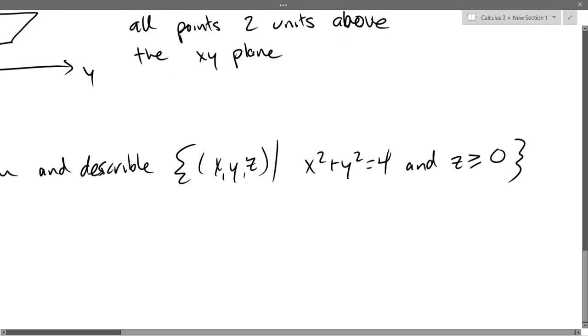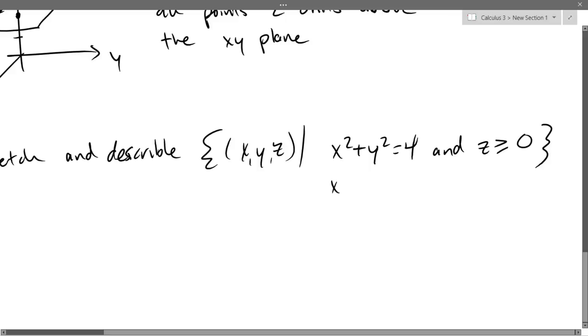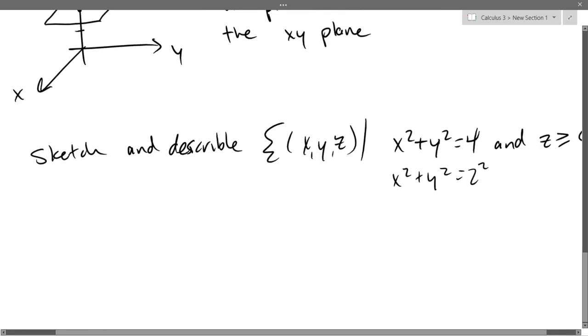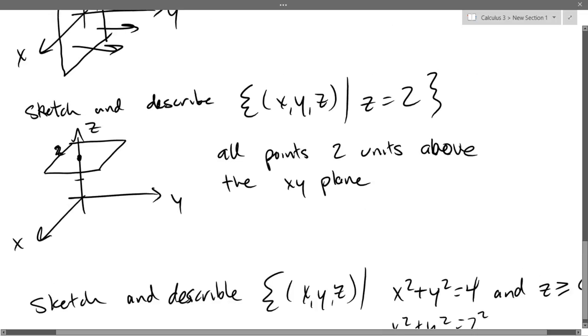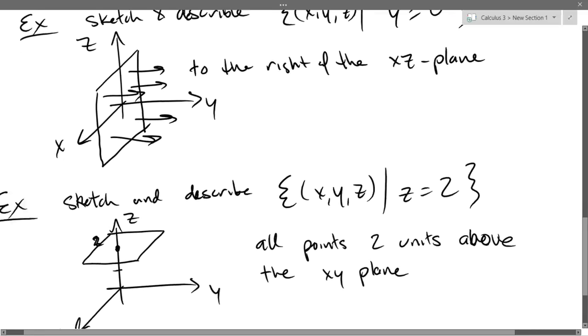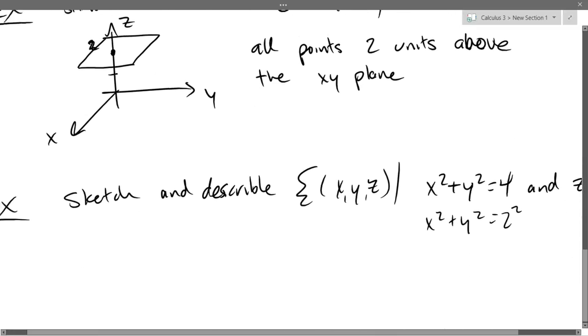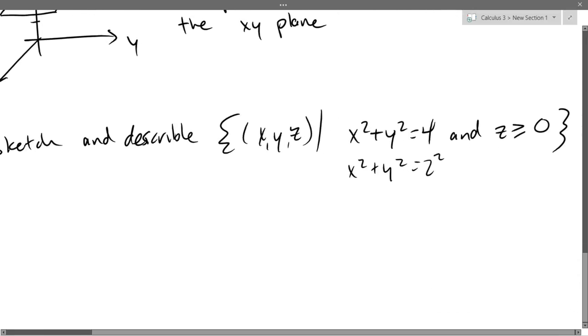So two conditions to worry about: x squared plus y squared equals 4, which could be x squared plus y squared equals 2 squared, and z is greater than or equal to 0. So z greater than or equal to 0 is really similar to the first one, which was y greater than or equal to 0. We just have a different coordinate: z greater than or equal to 0.